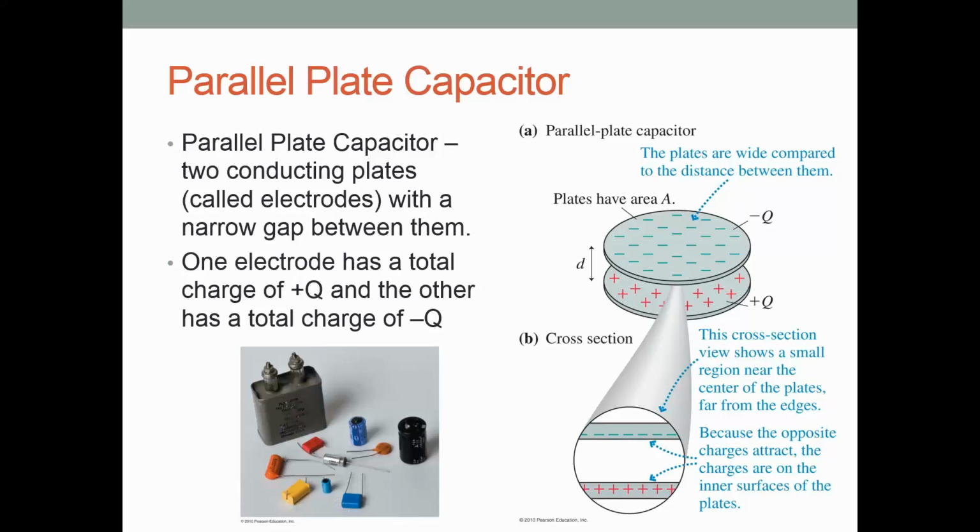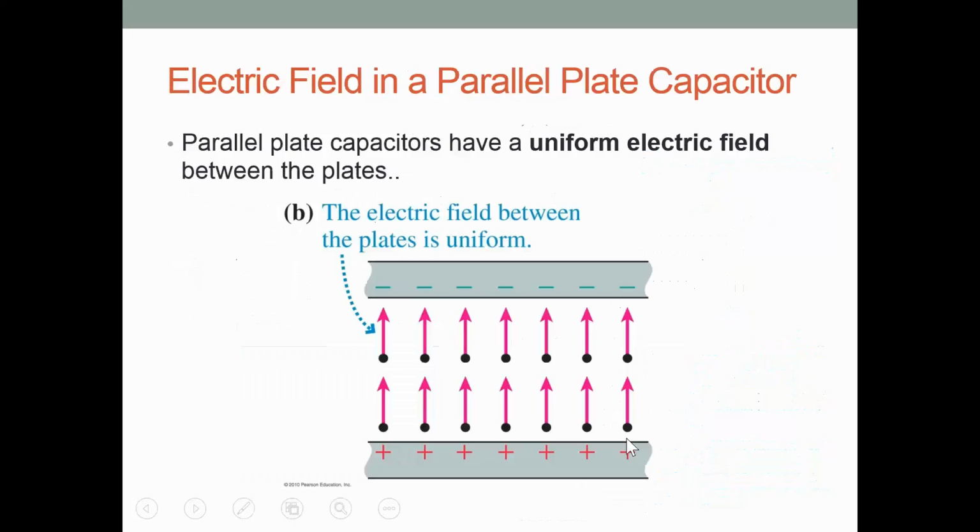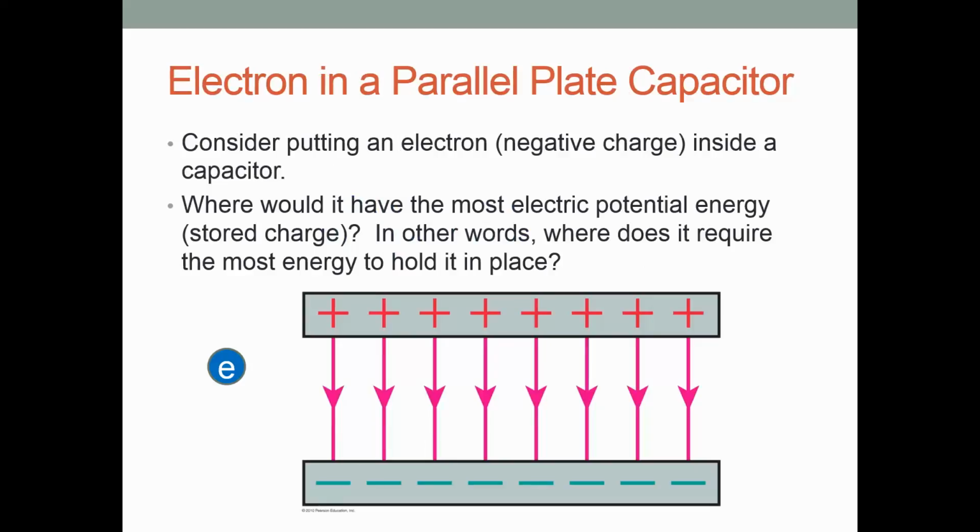So when we create a parallel plate capacitor, what happens to the electric field in between these two plates? What we get is a uniform electric field. Our electric field goes from the positive to the negative, and anywhere between the plates we have exactly the same electric field. This is very useful for certain types of scenarios in physics where we want to have exactly uniform electric field.